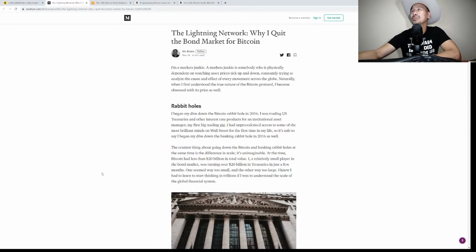Let's read through this article, The Lightning Network: Why I Quit the Bond Market for Bitcoin. I'm a markets junkie. A markets junkie is someone who is physically dependent on watching asset prices tick up and down, constantly trying to analyze the cause and effect of every movement across the globe. Naturally, when I first understood the true nature of the Bitcoin protocol, I became obsessed with its price as well.